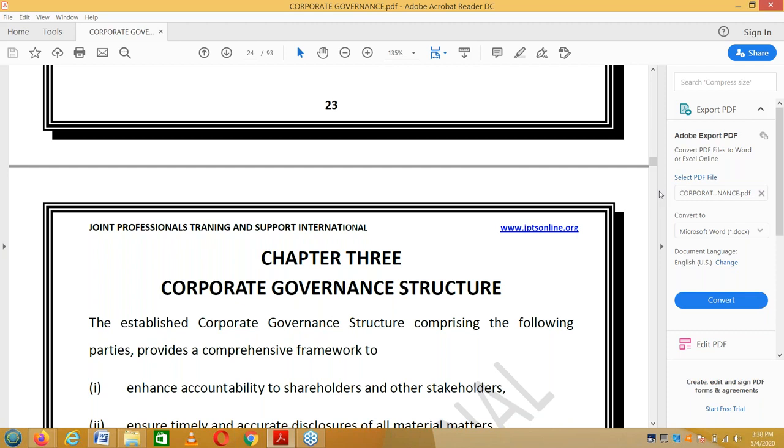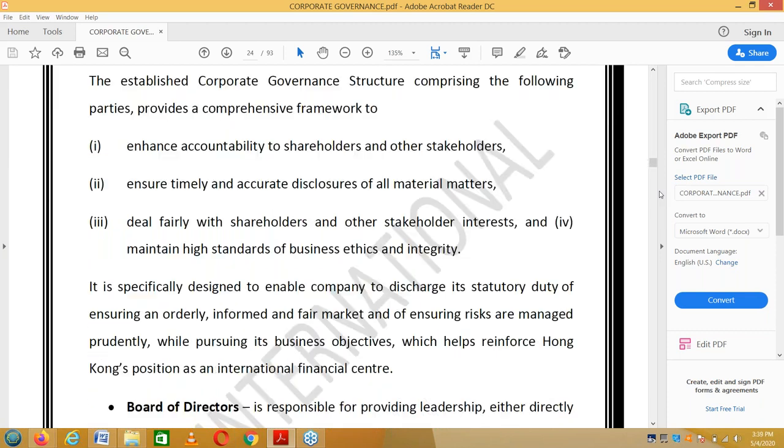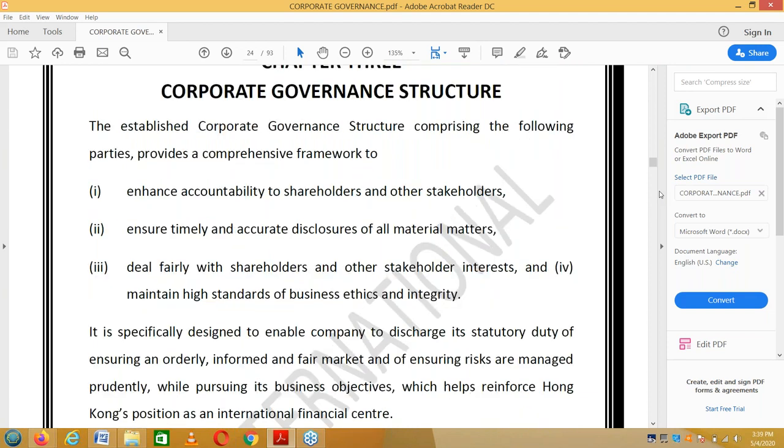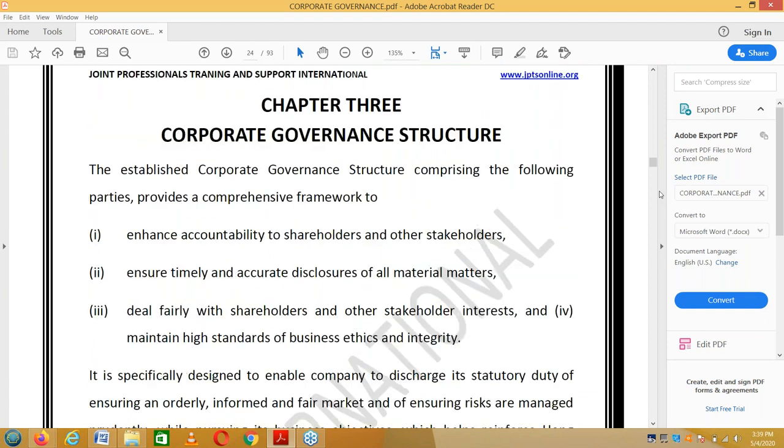Let's go on. Let's look at the corporate governance structure. The established corporate governance structure comprises the following parties and also provides a comprehensive framework to enhance accountability to shareholders and other stakeholders, to ensure timely and accurate disclosure of all material matters, deal fairly with shareholders and other stakeholders' interests, and also maintain high standards of business ethics and integrity.